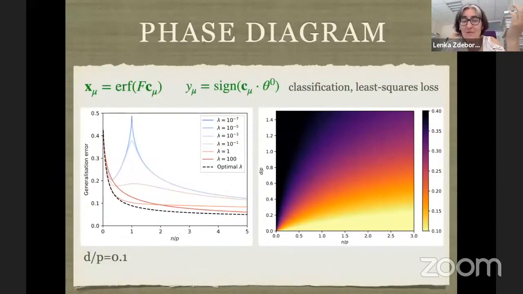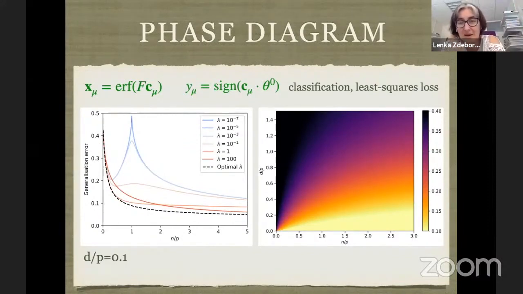And having that, we can look at the phase diagram of this model, which has some typical features, as we are looking, for instance, here at the least square. So this is for classification, where the labels are generated as a sign of the latent coefficients times some teacher. And the estimator we are evaluating here is the least square estimator for the classification. So there's least squares loss, and once we learn the weights, we take the sign of the output to get the labels. And we get curves depending on the regularization that are showing a peak when the number of samples is equal to the dimension.